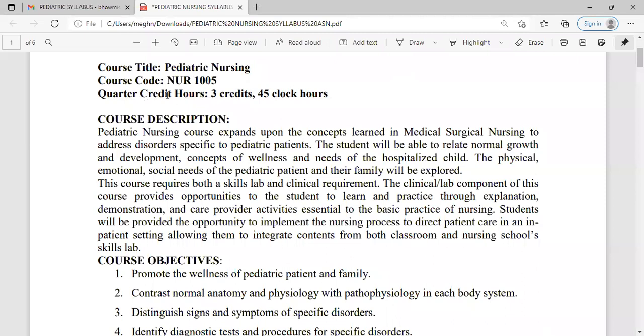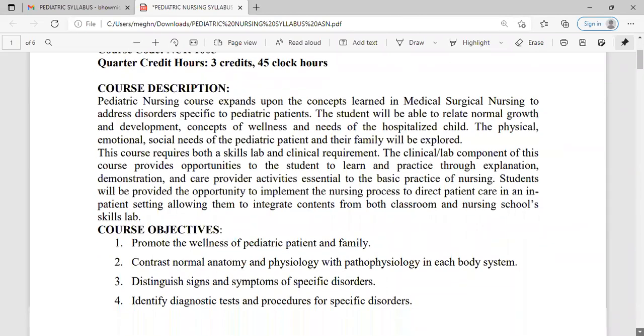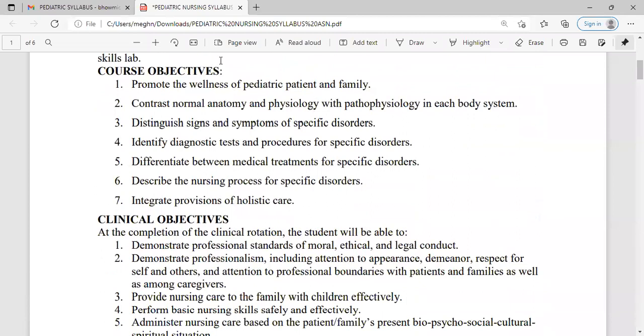And here the credit hour is 3 credits, 45 clock hours. I'm going to email these materials today. If you like, you can read the course description by yourself. What are the course objectives?